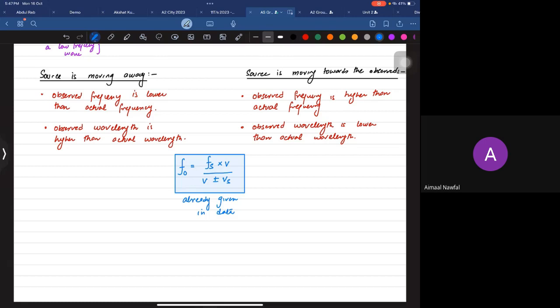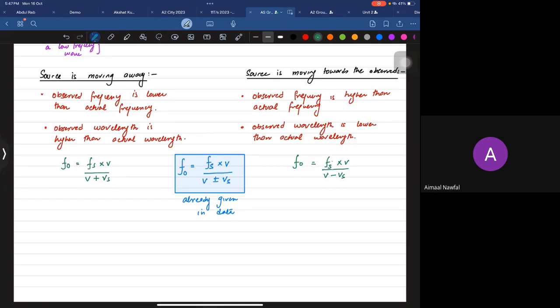It is given, but when something is moving away from the observer, you would want to use F naught equals Fs times V over V plus Vs. So you need to remember this. You add the velocities at the bottom when it's moving away, and when it's moving towards the observer, it will be V minus Vs. Fs is just a subscript. That's why there's a plus minus sign. So you have to decide which formula to use according to the situation. That's what you have to do, but the formula is given.